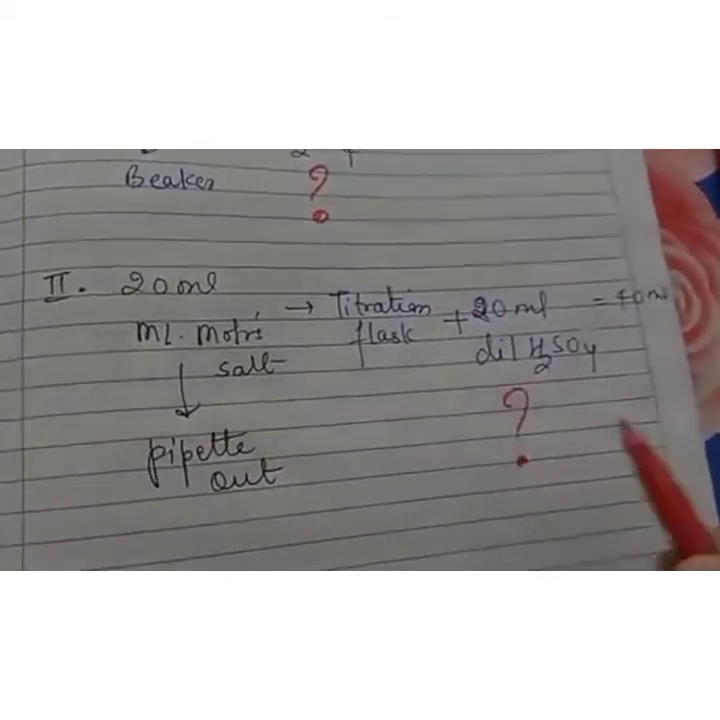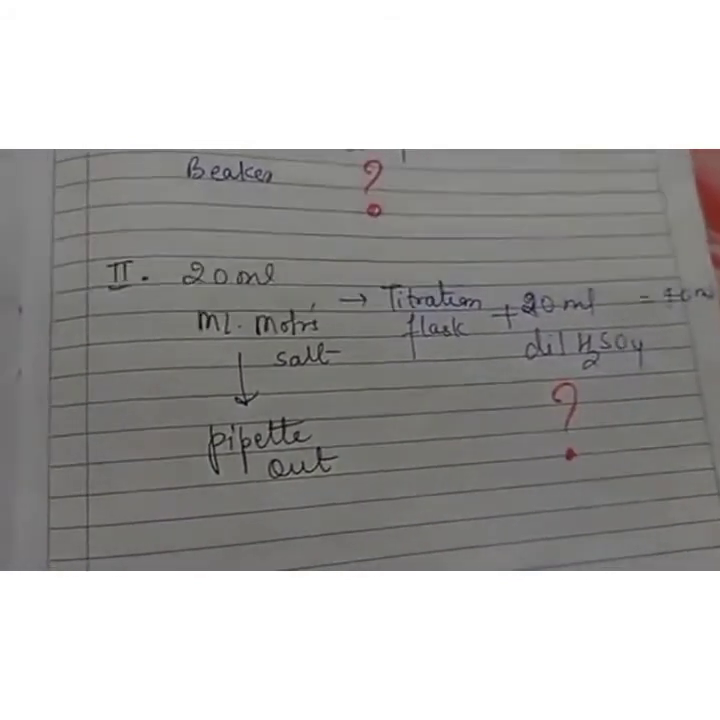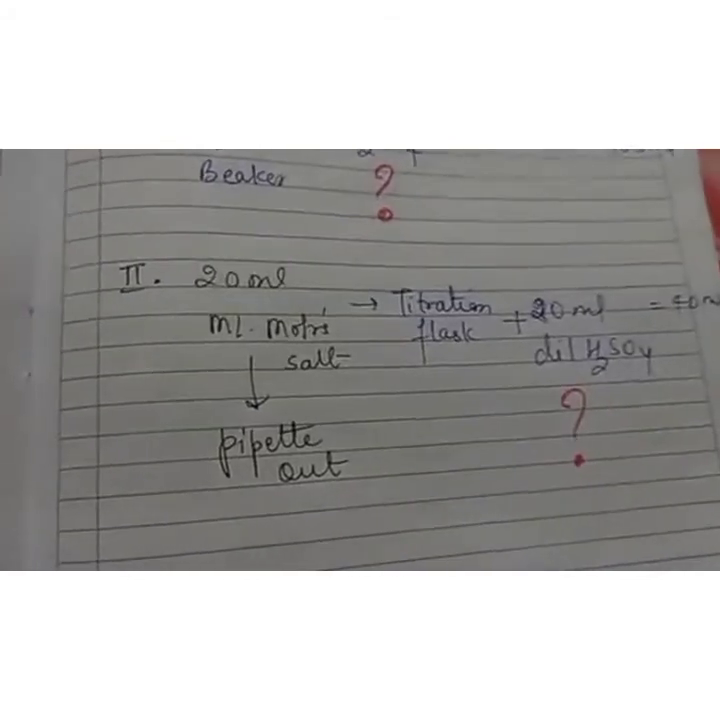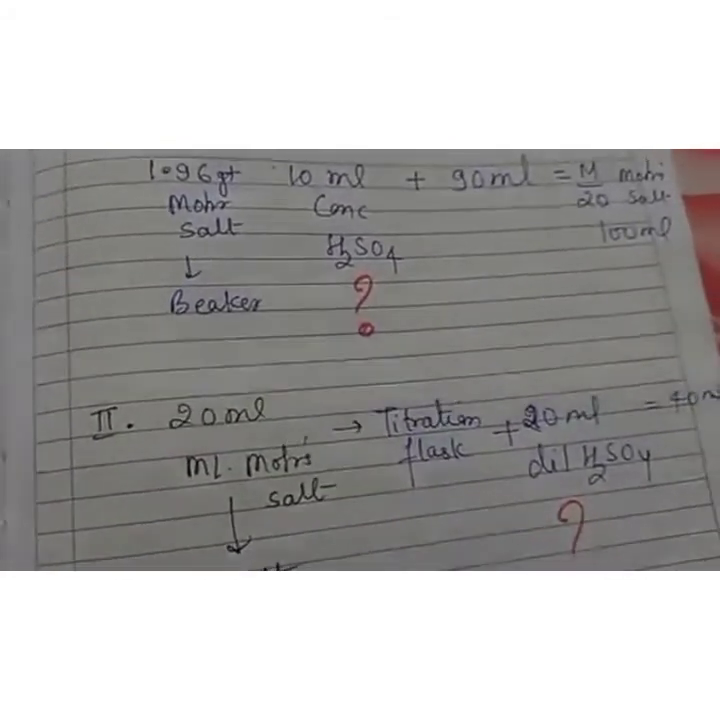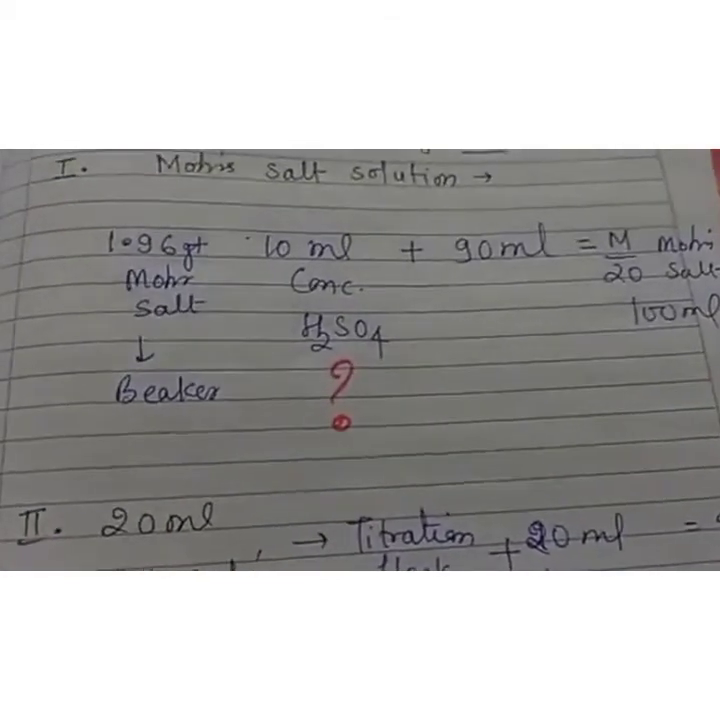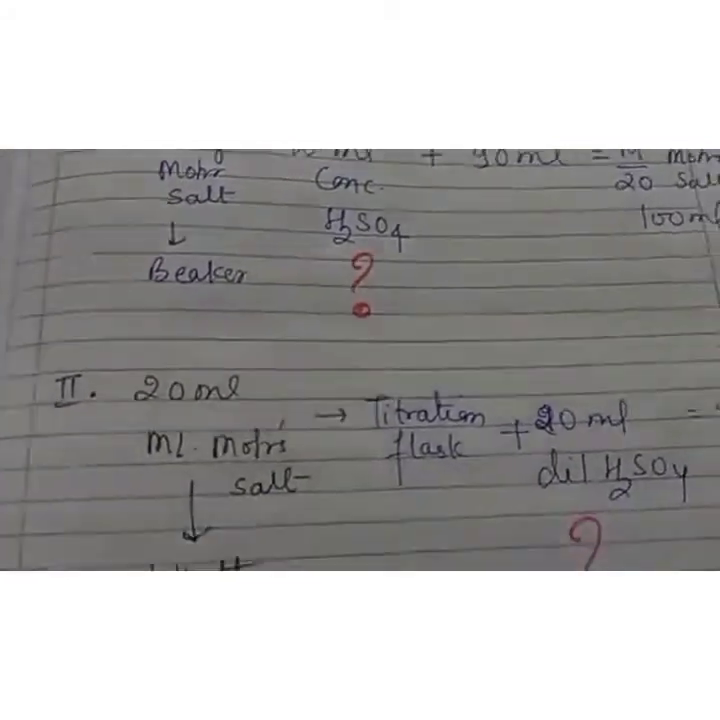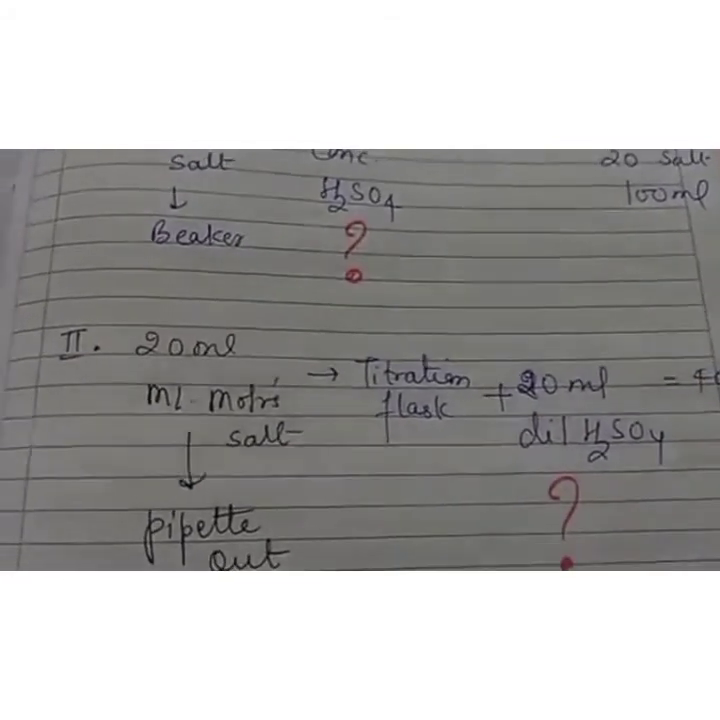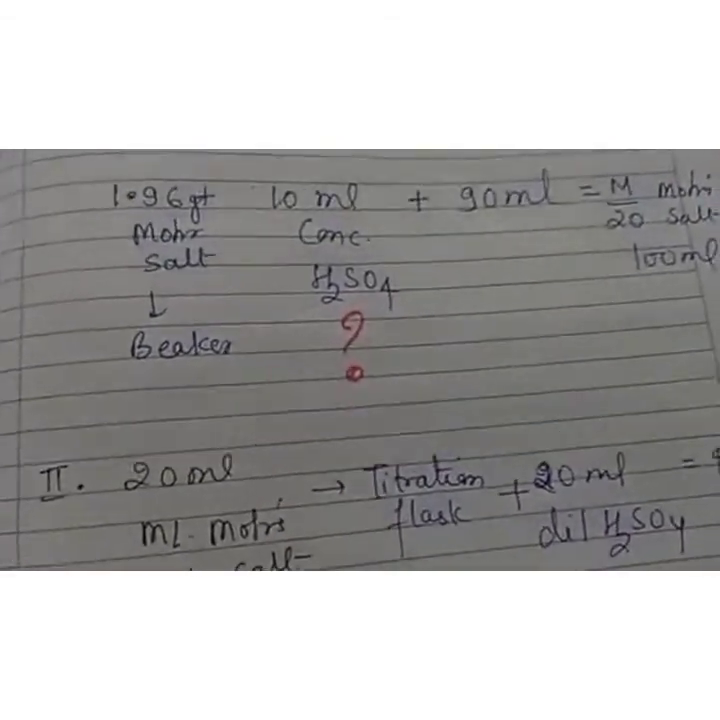Now here also the question is why we are adding dilute H2SO4 again. We have already added concentrated H2SO4 while preparing the Mohr's salt solution. Then why are we adding this 20 ml of dilute H2SO4 again? Now let us answer these questions.